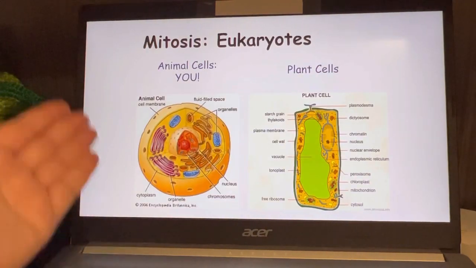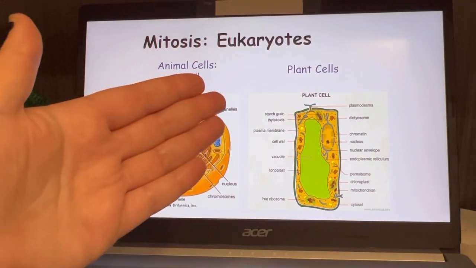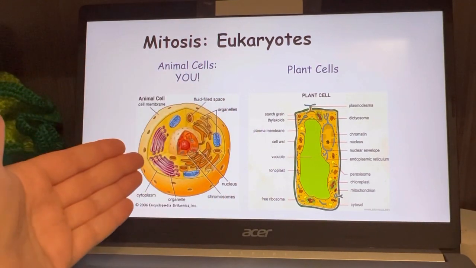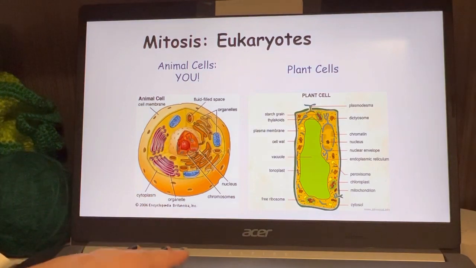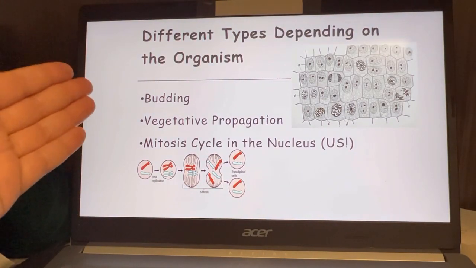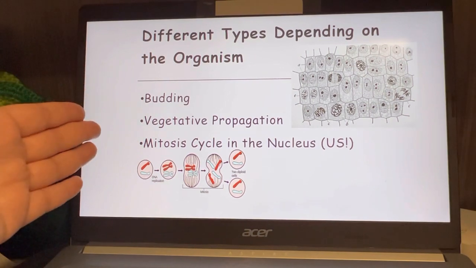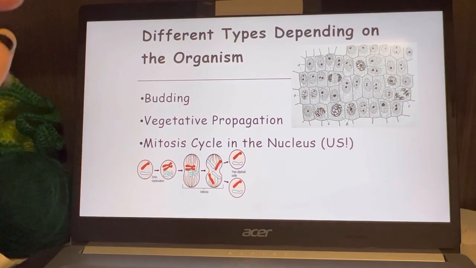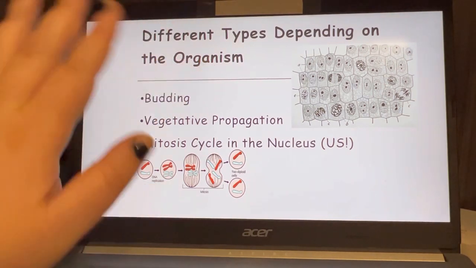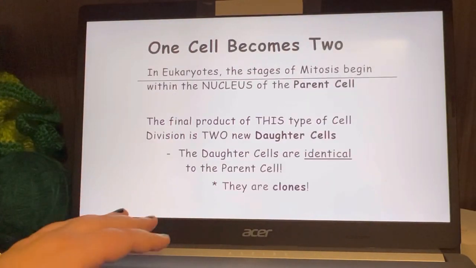Okay, so we are animal cells. Plant cells are plants. We are focusing on animal cell mitosis. Okay, so we have different types of mitosis. There's budding, vegetative propagation, and the mitosis cycle in the nucleus. We are not covering budding and vegetative propagation. No, that's for year 11 and 12.